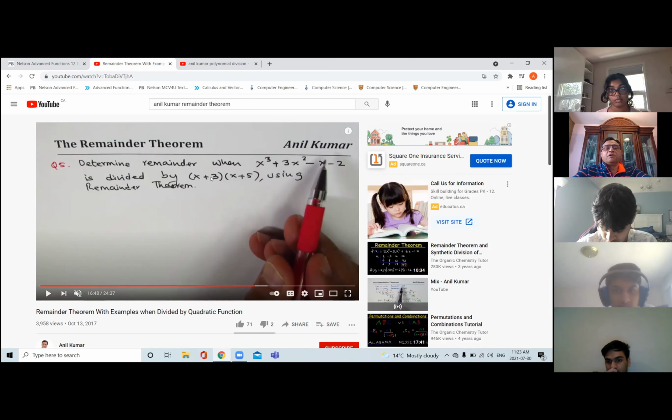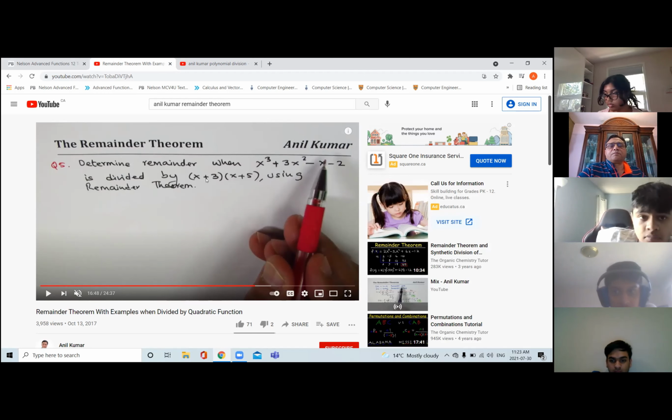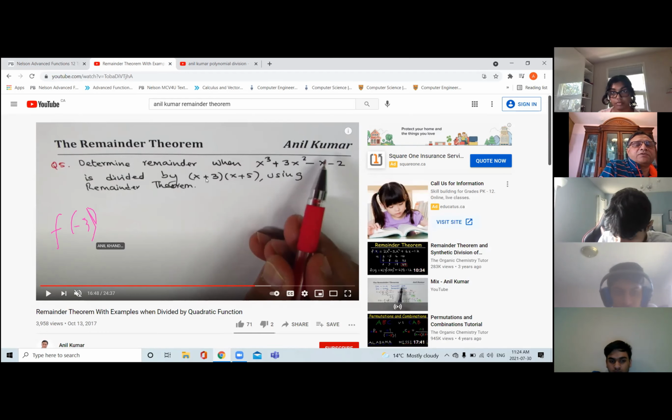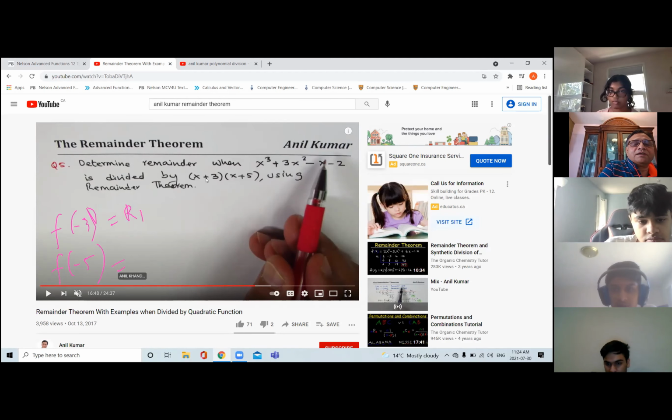Using the remainder theorem, we have to find the remainder when we are dividing by a trinomial. I've given this simply in factored form, x plus 3 times x plus 5. Tell me, what is going to be the remainder? So you can find each specific remainder first by plugging in -3 and then -5. You're saying find f of -3, find f of -5. Okay, then what? What is the actual remainder? Let's say we get remainder R1. So would you multiply them together, R1 times R2?